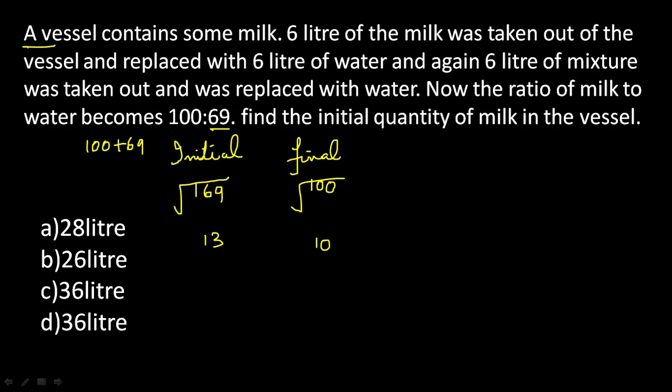Okay, and now initially it is 13 and after taking out we get 10 units, so 3 units. This 3 is nothing but 6 liters, so 1 unit will be 2 liters. Now what they have asked is the initial quantity of milk. Initially it is 13 units, and 13 units is 26 liters.